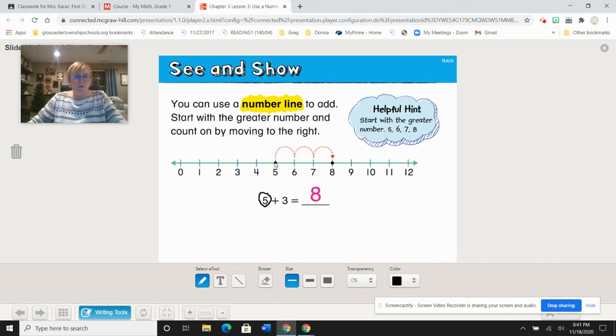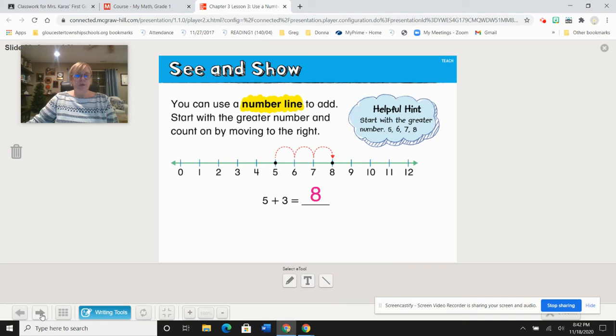So right now I'm on 5. Am I counting? No, because I didn't move yet. All right, here we go. I'm going to count on 3. Ready? 1, 2, 3. And there it is. The sum is 8. So that's the really important thing that if I can just stress on you, is don't count until you move. All right, let's move on.